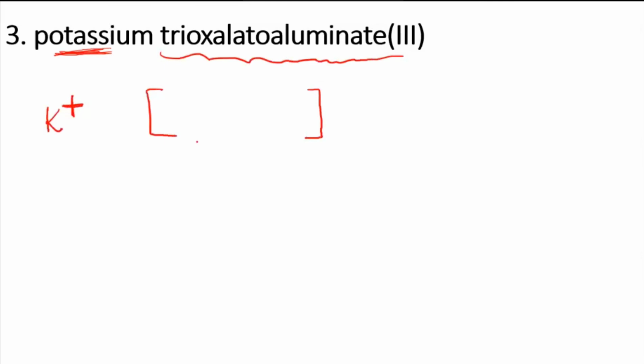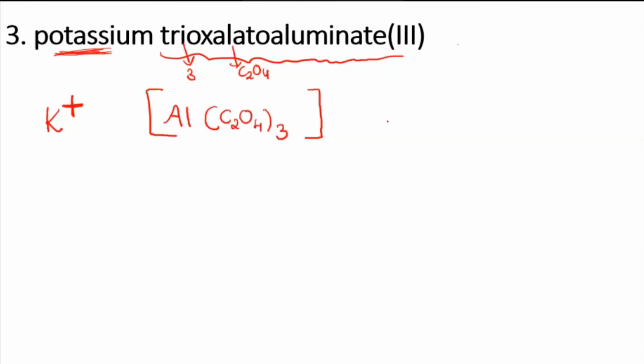Now what is the metal you are able to see there? The metal over here is aluminate, correct? Aluminate is aluminium, Al. So that should come towards the extreme left, so I have written aluminium here. Then trioxalato. Tri means 3 molecules, and the oxalato formula is C2O4. So I have 3 molecules, and you will write C2O4 3 times. So that is trioxalato.